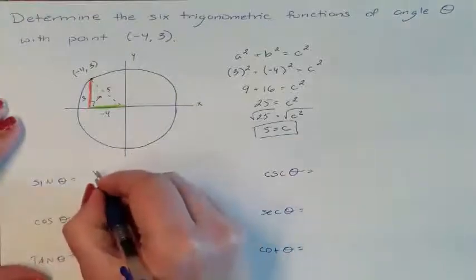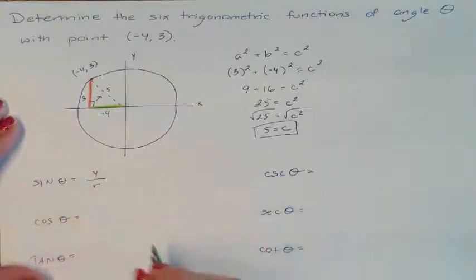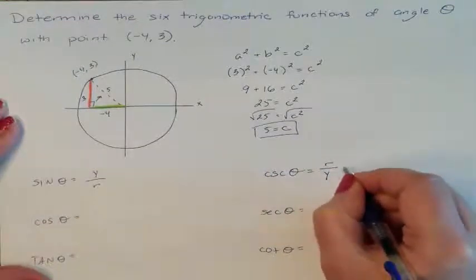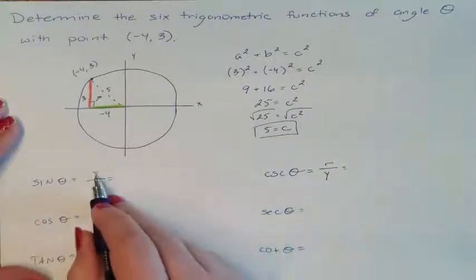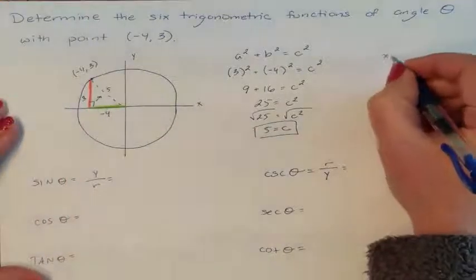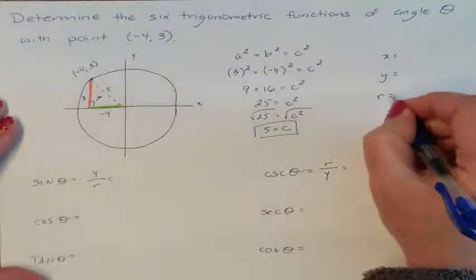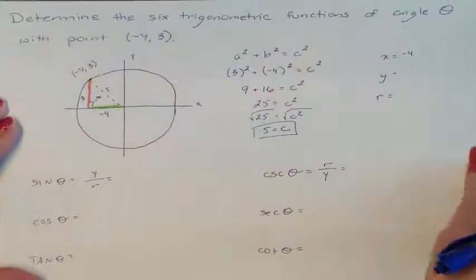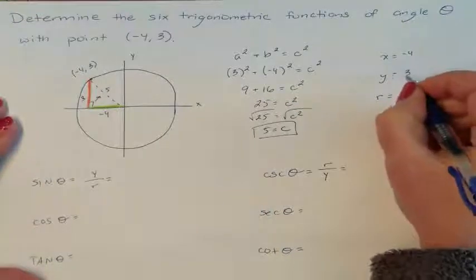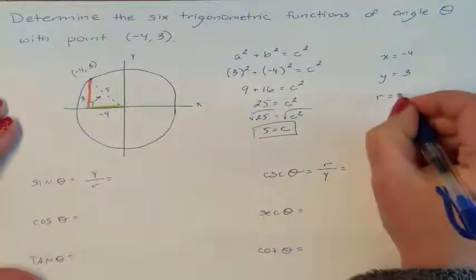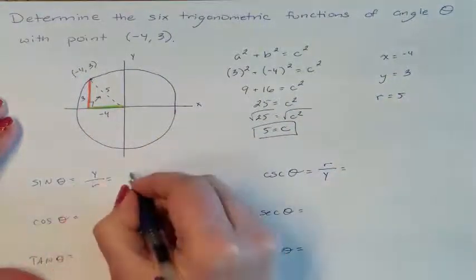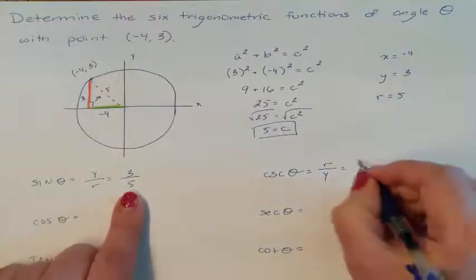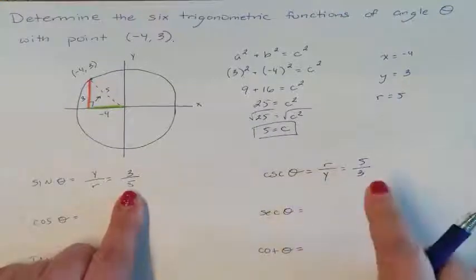Sine is supposed to be the distance on the y divided by the radius. If that's sine, then cosecant is going to be the radius all over the distance on the y. So what is my y? Well, looking at my triangle, let's identify x, y, and r. X is the distance on the x-axis, -4. Y is the distance on the y-axis, 3. And r, we found it to be the radius of 5. So sine is y, which was 3, all over r, which was 5. If this is sine, then I know the reciprocal of it is 5 over 3, and it gives me cosecant.